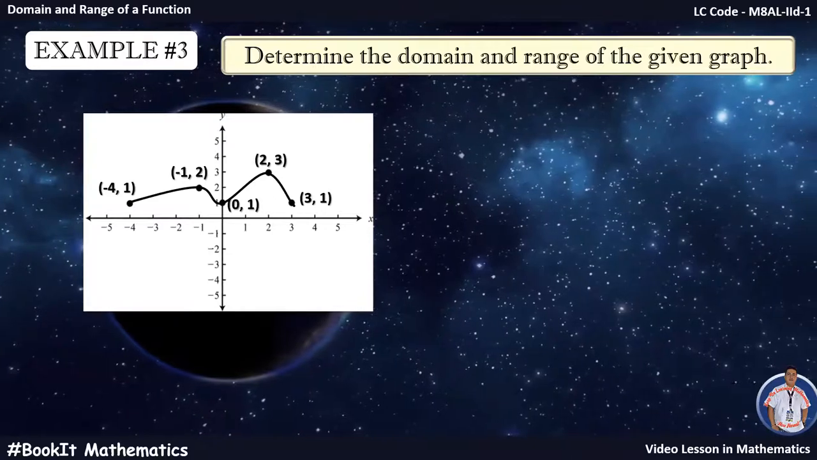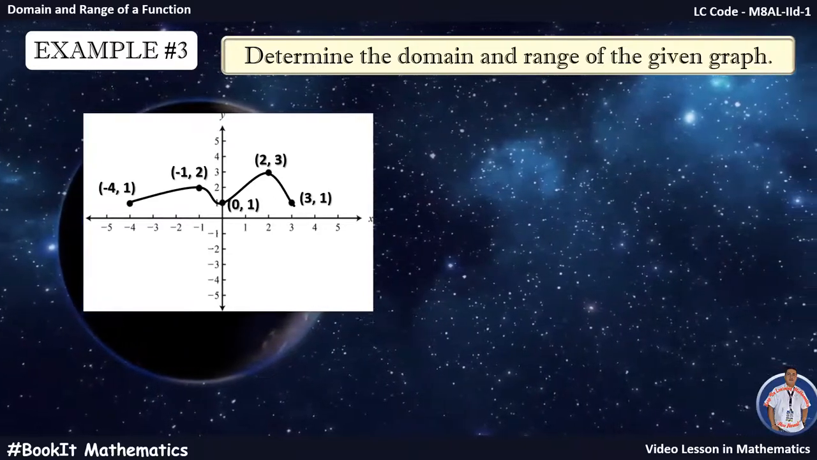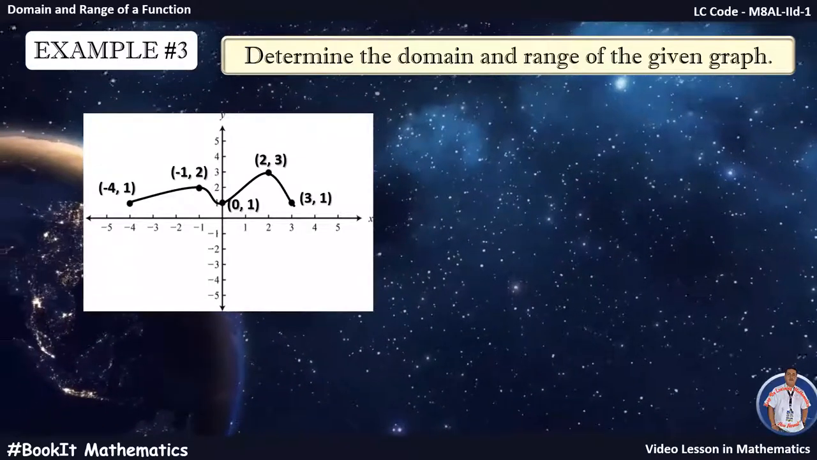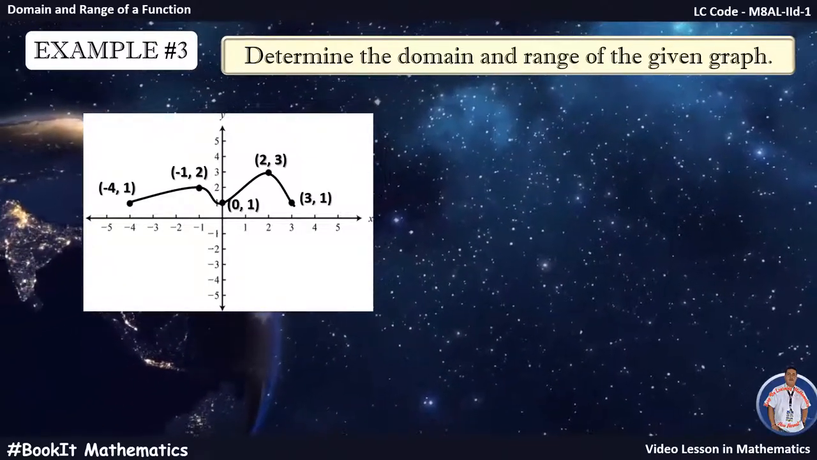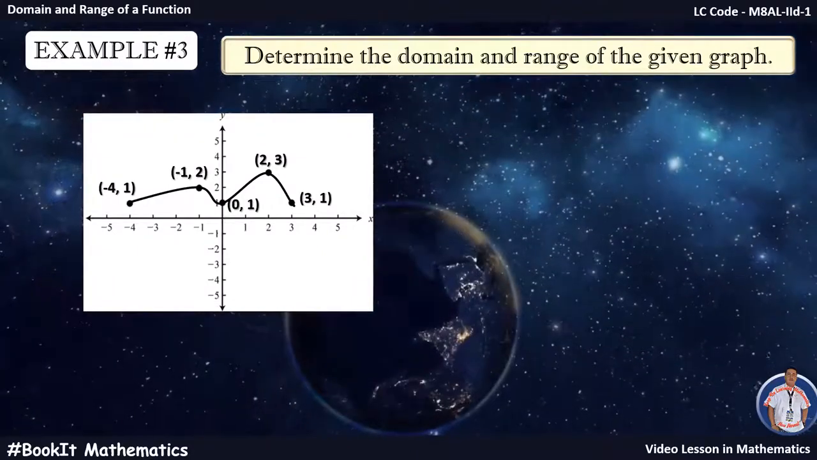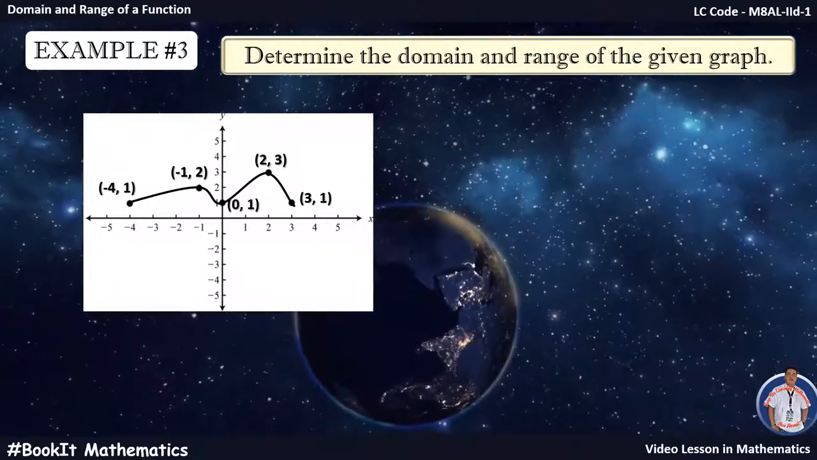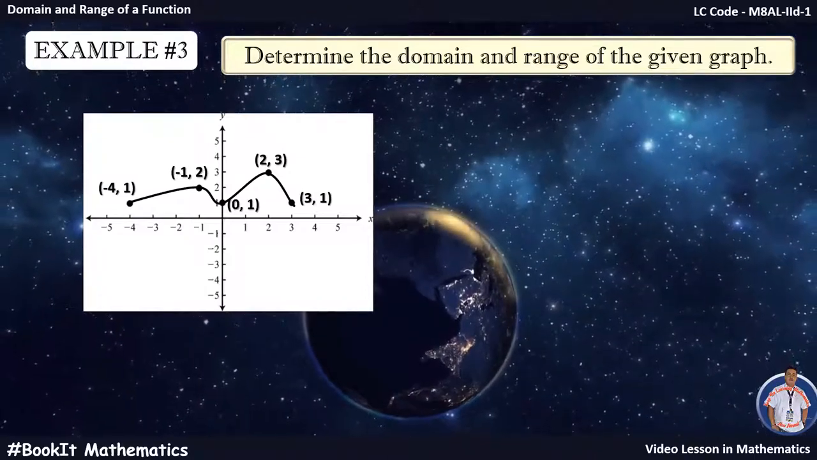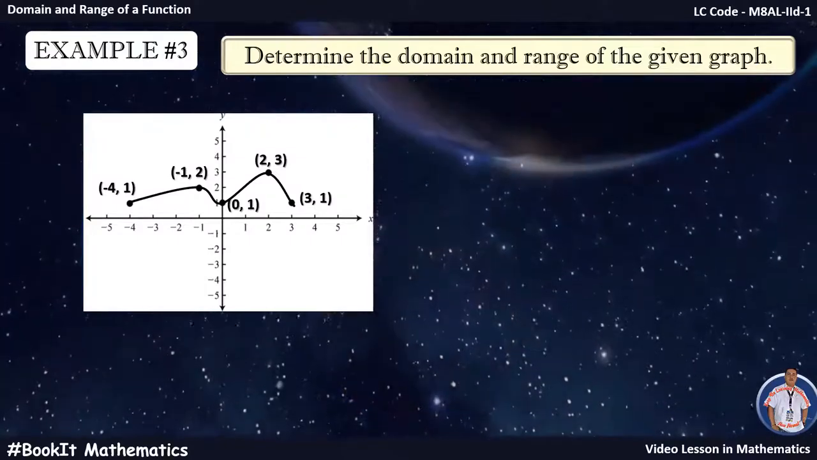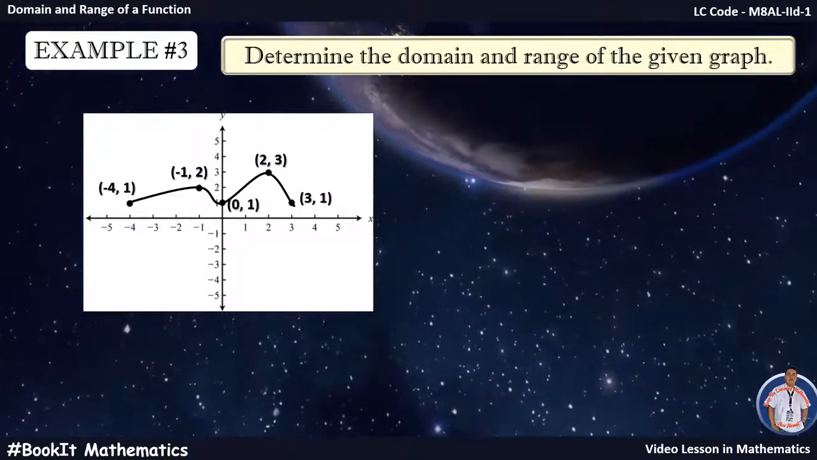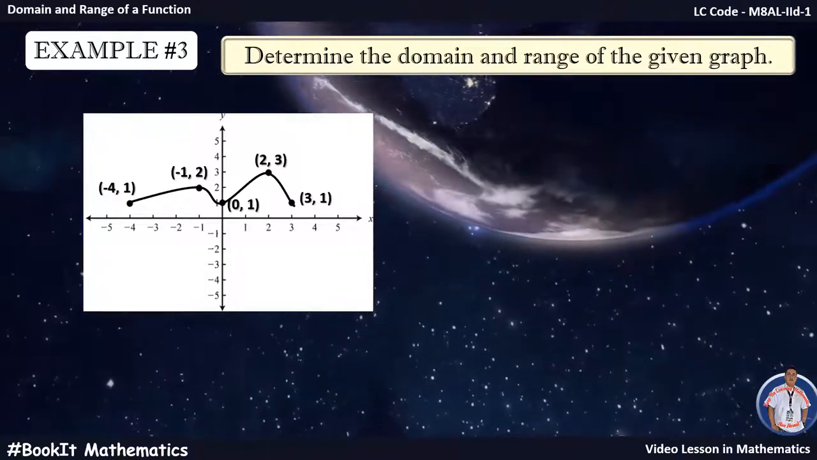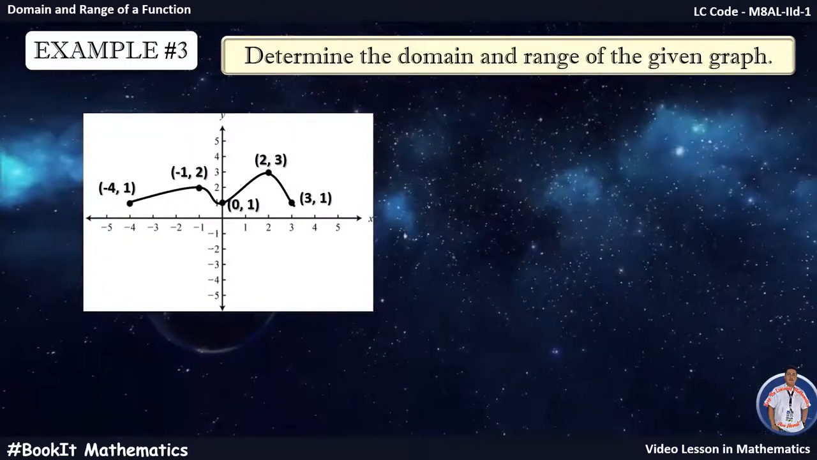Now, we have learned earlier that in order for us to determine the domain and range in a given graph, we simply get the discrete points or the given points identified in the graph. And then we separate the values of x or the x coordinates of the said ordered pair or the points, and then we get the values for y or the y coordinate. Okay, then we get the domain and the range.